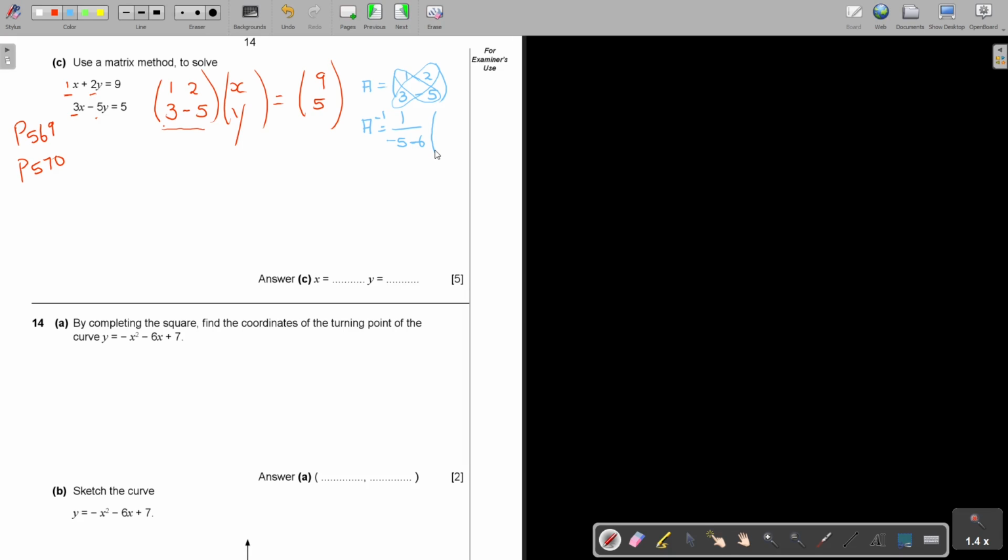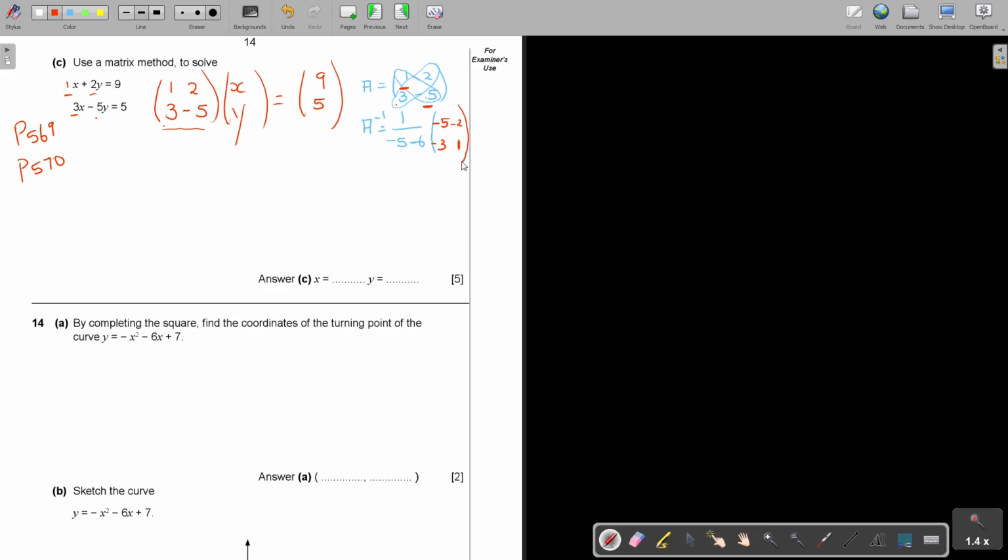Then you swap these two. Remember, let me just show you. This 2 you swap, and so you're going to write here negative 5, and here 1. And then these two, you just change the signs. So it's negative 3 and negative 2.